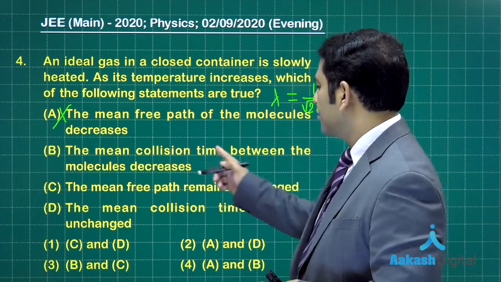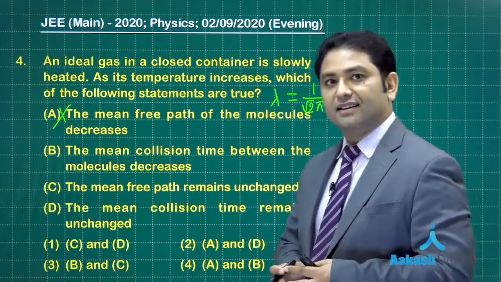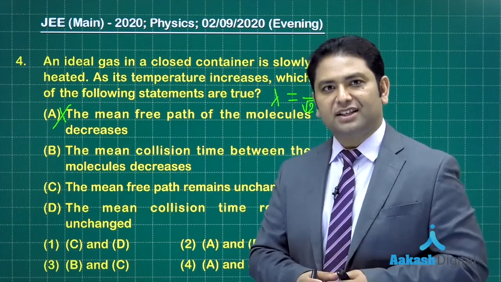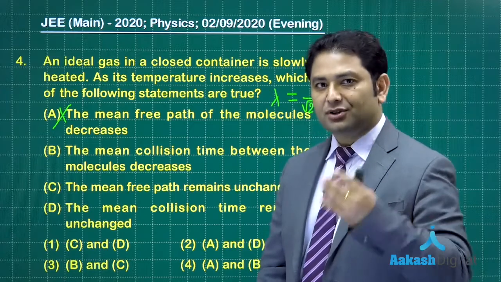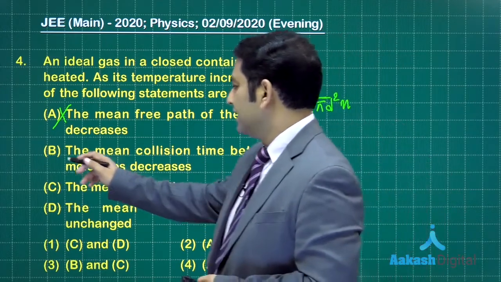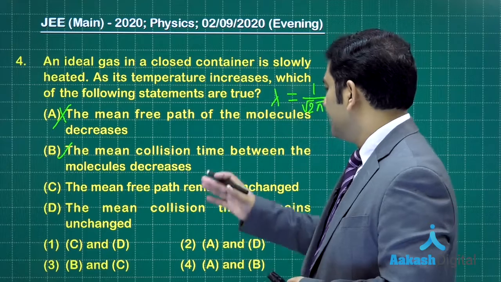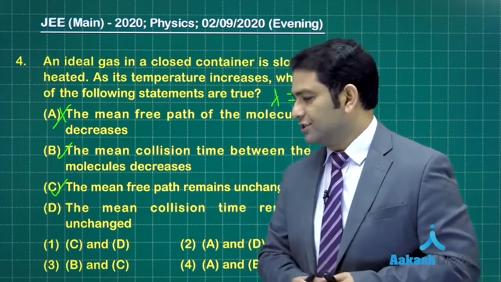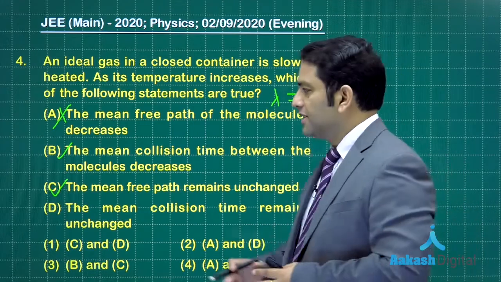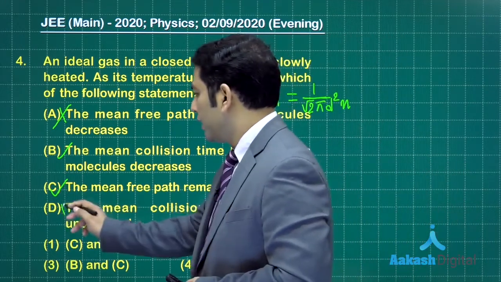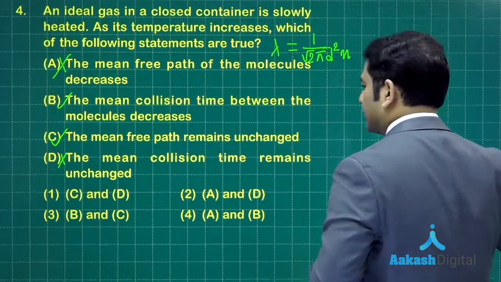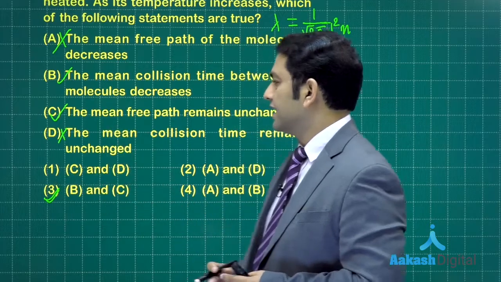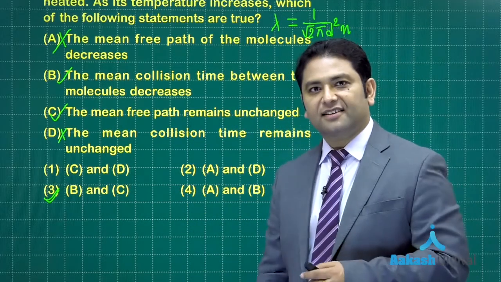After that, mean collision time between the molecules decreases. That's right, because the average speed will increase with temperature. The mean free path is the same, so of course the mean collision time has to decrease. The mean free path remains unchanged. The mean collision time remains unchanged. That would be incorrect. So based on this, we need to see which is the correct one. Let's sort it out, and you could see it's option number 3, B and C are correct. A and D are incorrect.